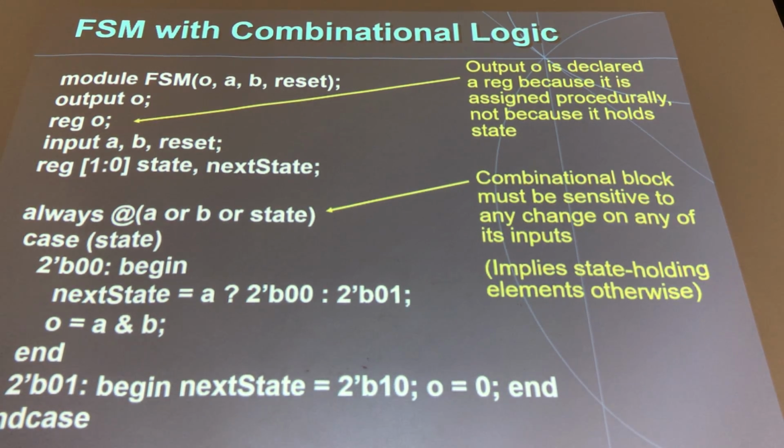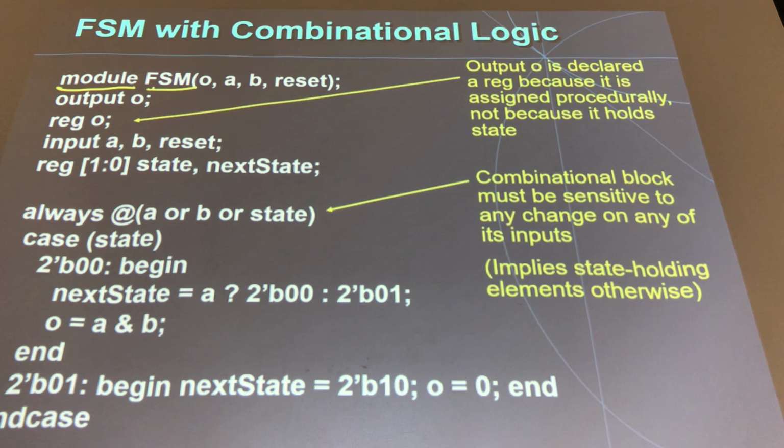So this is an example of a Verilog machine with combinational logic. Okay, we describe module, Verilog machine, and SM. This we just give a name. And there are three inputs A, B, reset. O is output. So output, declare output O. Declare reg O. Okay. And input A, B, reset. Each one is 1 bit. And there's a state register, 2-bit state and next state. Just like this.